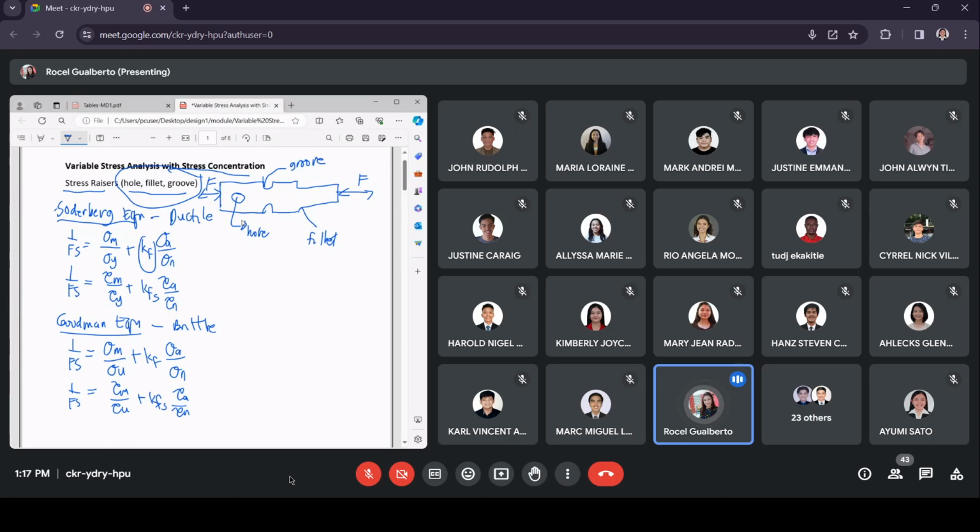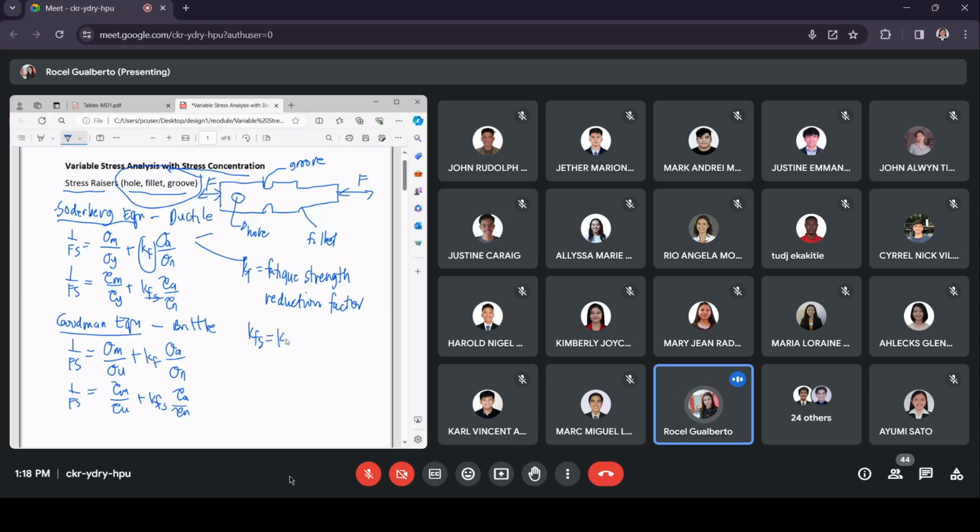So we call this factor Kf, the fatigue strength reduction factor. And when you have KFS, that is the fatigue strength reduction factor in shear. So you simply add in shear. And the value of this Kf and KFS, they are just the same.